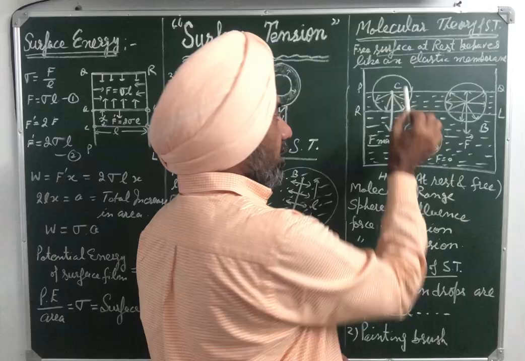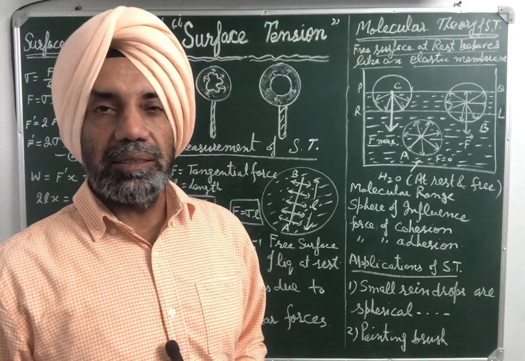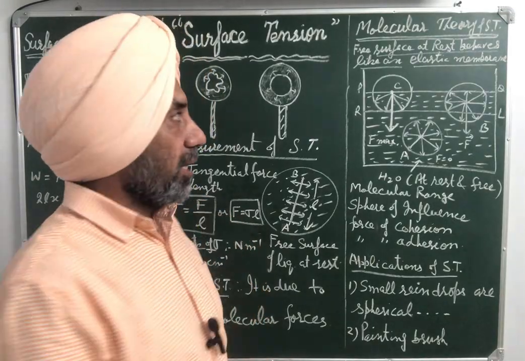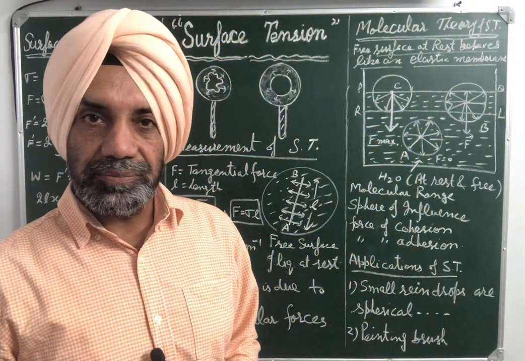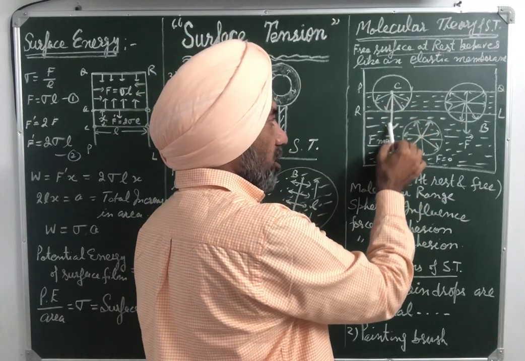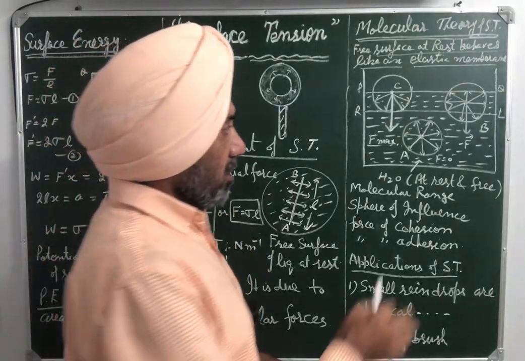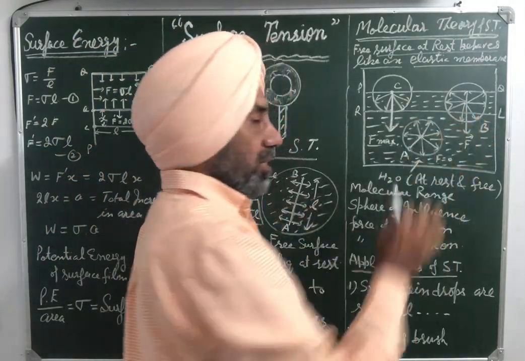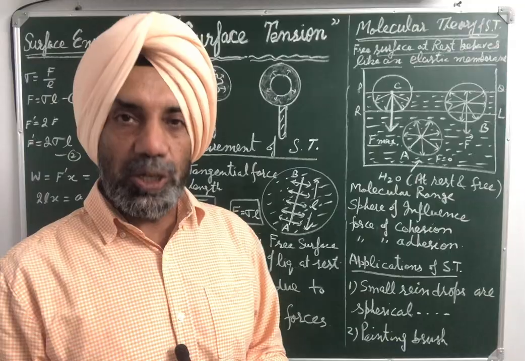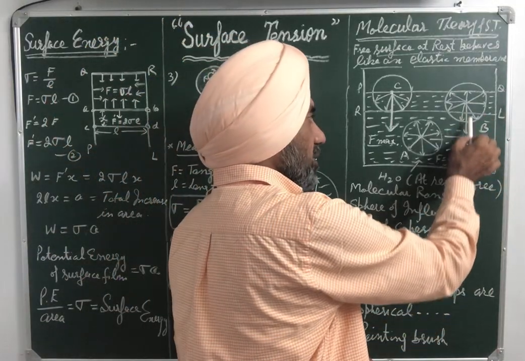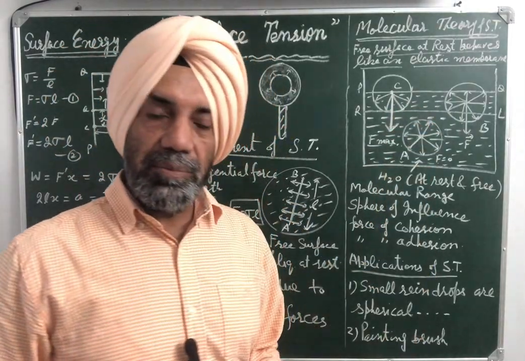Then consider the third molecule C, which lies just above the surface of the liquid. Then the upper half of its sphere of influence is totally empty. It means this will also experience a downward force, but this force will be maximum. So the three molecules A, B, C under different situations: molecule A doesn't experience any force and is free to move anywhere. Molecule B experiences a net downward force. And molecule C experiences the maximum downward force.